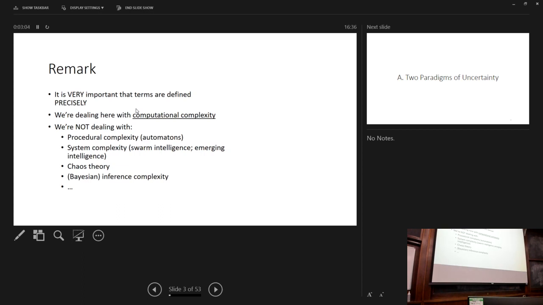We are dealing today with what is called computational complexity. We are not dealing with other terms that have been used for complexity, such as procedural complexity. In computer science, this is related to the theory of automatons. System complexity, engineering and biology is interested in that. Swarm intelligence, emerging intelligence, chaos theory, or even Bayesian inference complexity. So hopefully by the end you will know what I'm talking about in terms of computational complexity. There is a term that I actually prefer to use, which is combinatorial complexity.